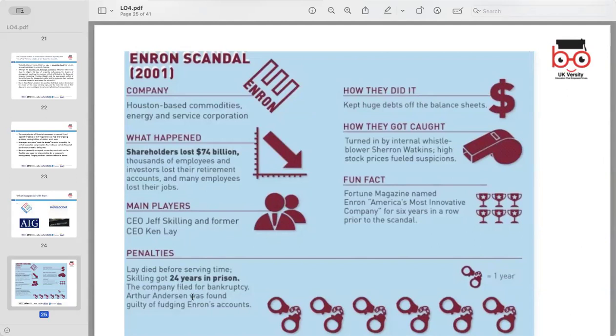The scandal was brought to light by internal whistleblower Sharon Watkins, and suspicions were fueled by the company's high stock prices. There are many others. Yes, there are other companies before this in the UK, like Guinness, the company that dealt with beer. Their own chief executive and other executives continued to manipulate the share price.